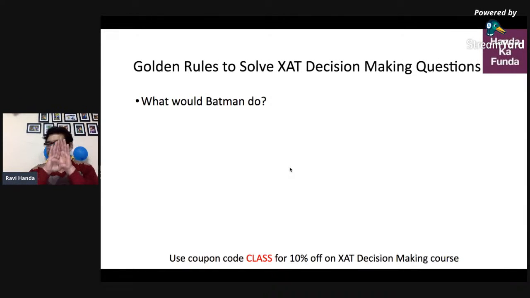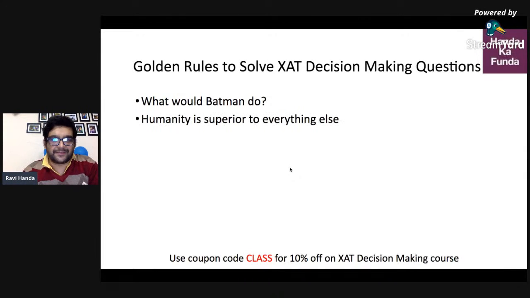What would Batman do? So think of Batman or Gandhi or Jesus or anyone who you consider as an ethical person, where you remove constraints of personal issues like what you like, what you dislike. You remove issues of what is good purely from a business perspective. You need to remove that, especially when you are solving decision-making questions.